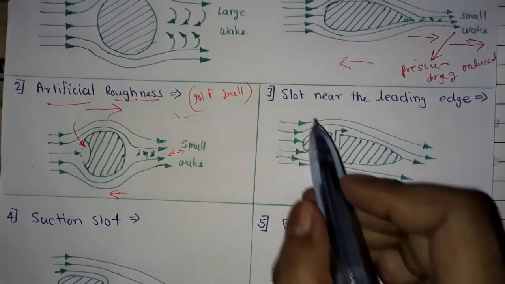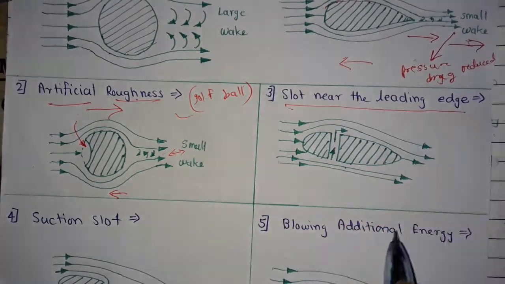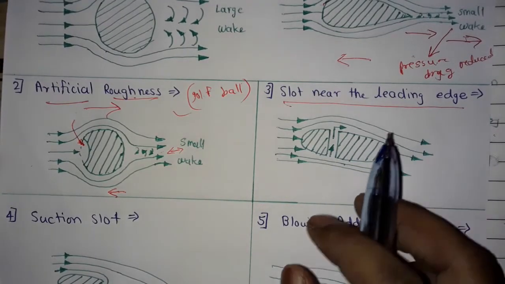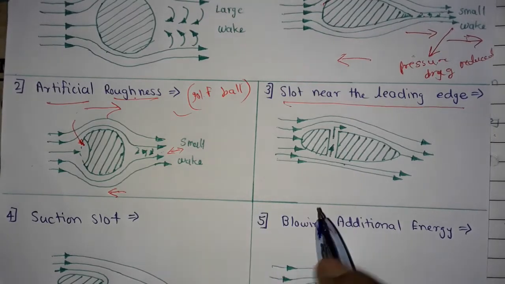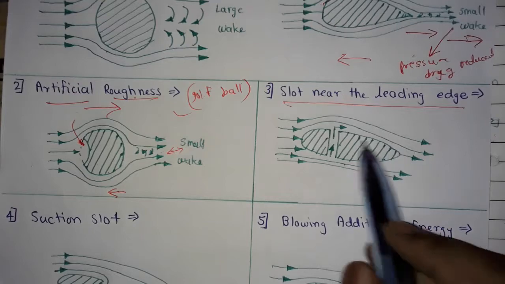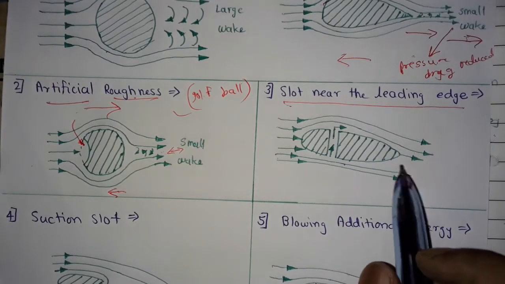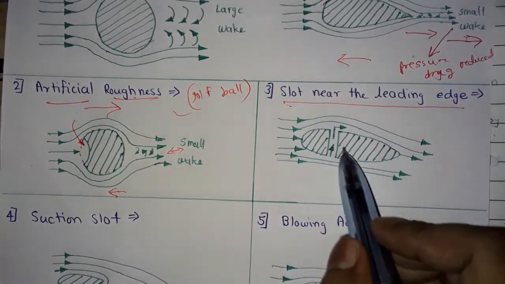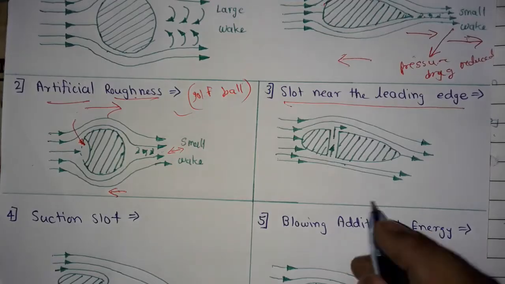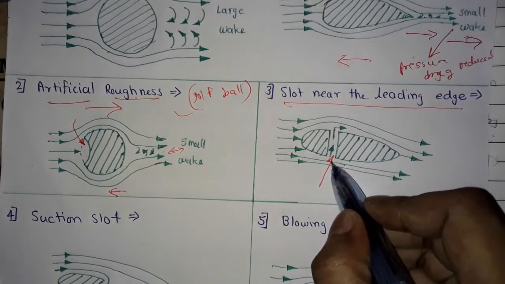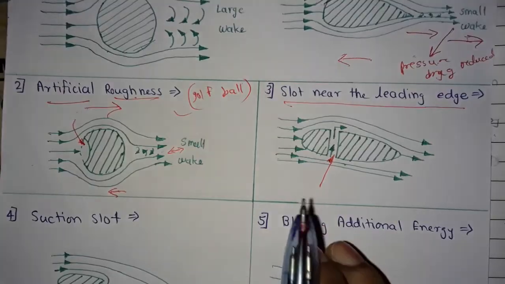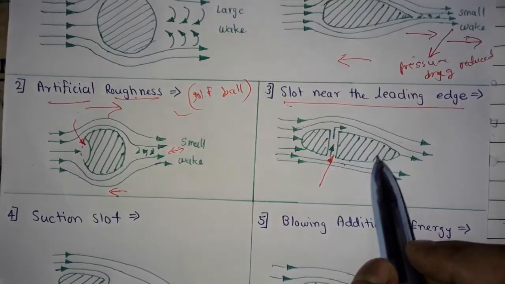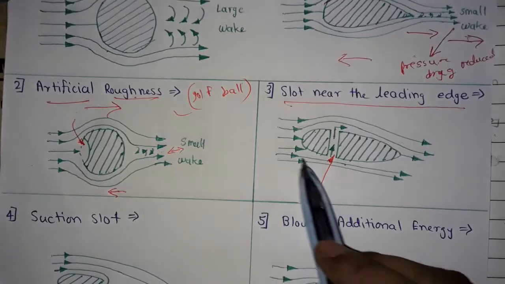Friends, next is slot near the leading edge. If there is no slot on this body, there is a possibility of detachment of the boundary layer from the surface of the body. To avoid this, friends, we can make a slot near the leading edge of the body. Because of this slot, the fluid remains attached to this body for its entire length.